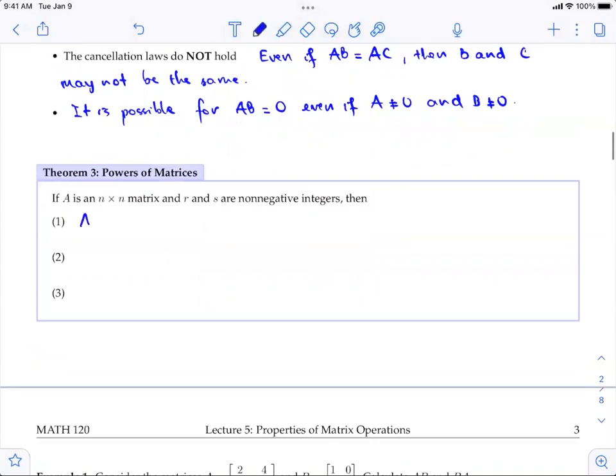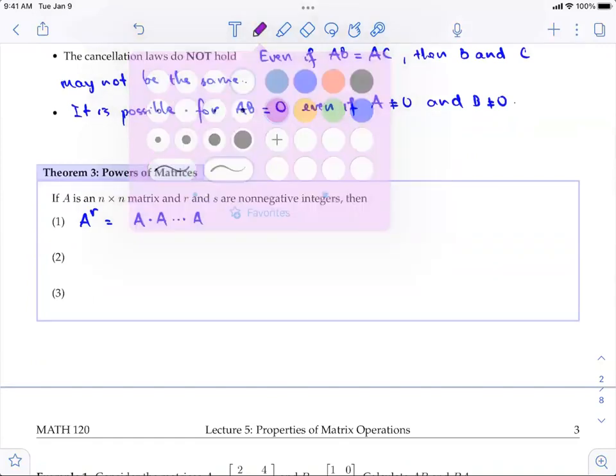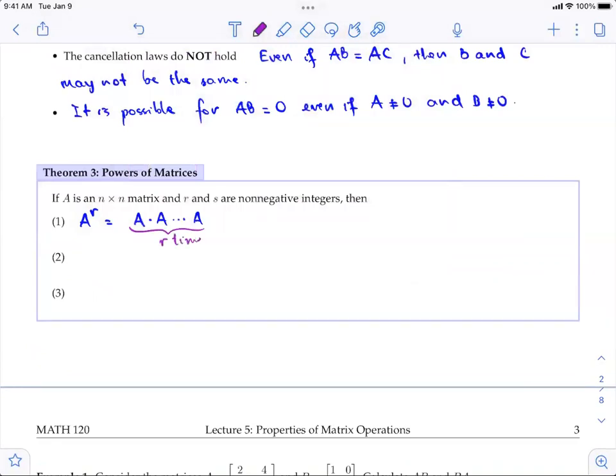A to the power R is going to be equal to A times A times A, and you do this R times to get A to the power R. If you have A to the power R times A to the power S, it's going to give you A raised to the power R plus S. Very similar to the laws of exponents that we have learned in pre-calculus or college algebra.